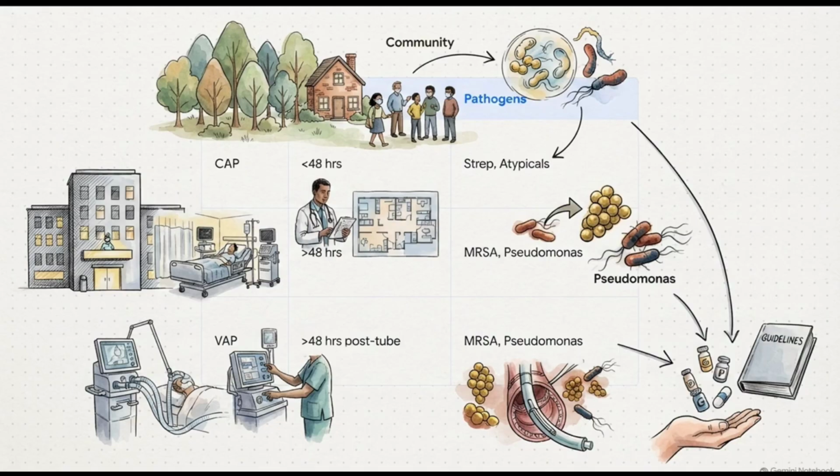But if they're in the hospital, the flora changes entirely. Hospital-acquired and ventilator-associated pneumonias expose patients to highly dangerous multi-drug-resistant bugs, things like MRSA and Pseudomonas. Truly understanding this classification is absolutely crucial because it's what dictates those life-saving antibiotic choices.